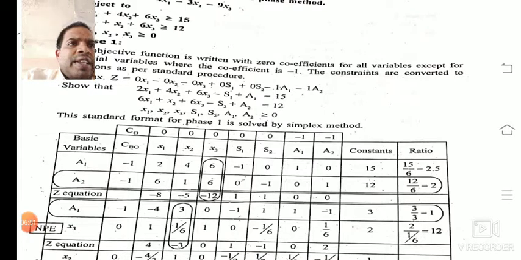Six values you are getting. When it comes to the RHS ratio column, the RHS constant is 15 and the entering column value for that row is 6, so 15 by 6 gives 2.5. For the second row, the a2 row, 12 by 6 gives 2. Among these two, the minimum positive value is 2, so select the a2 row.